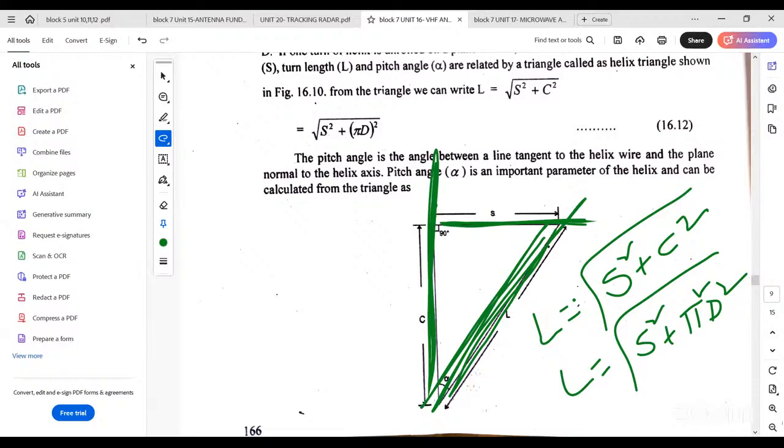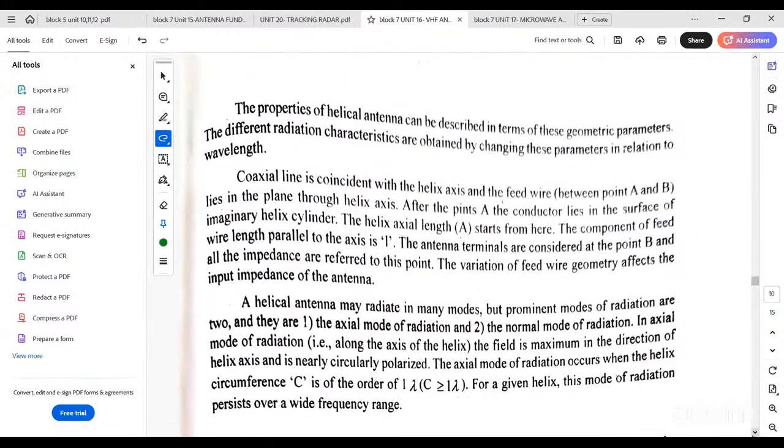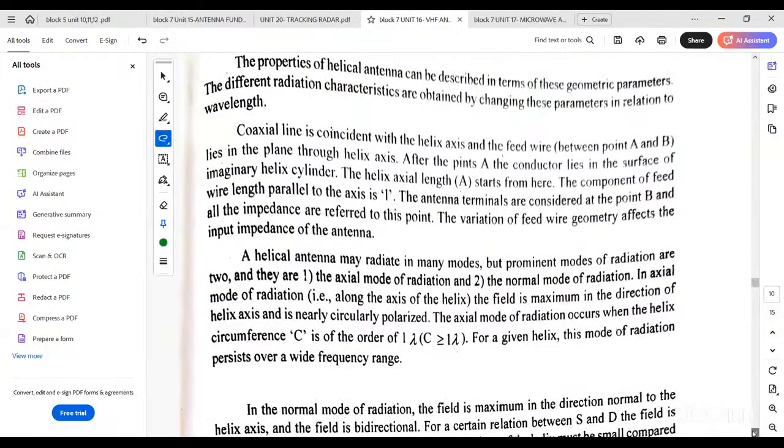On the next page, we have the different ways of working, the different modes of working. In how many modes does it work? Two modes. What is the first mode? Normal mode. The second one is coaxial mode. Just observe the two pictures. After discussing the pictures, we will come to the paragraphs.